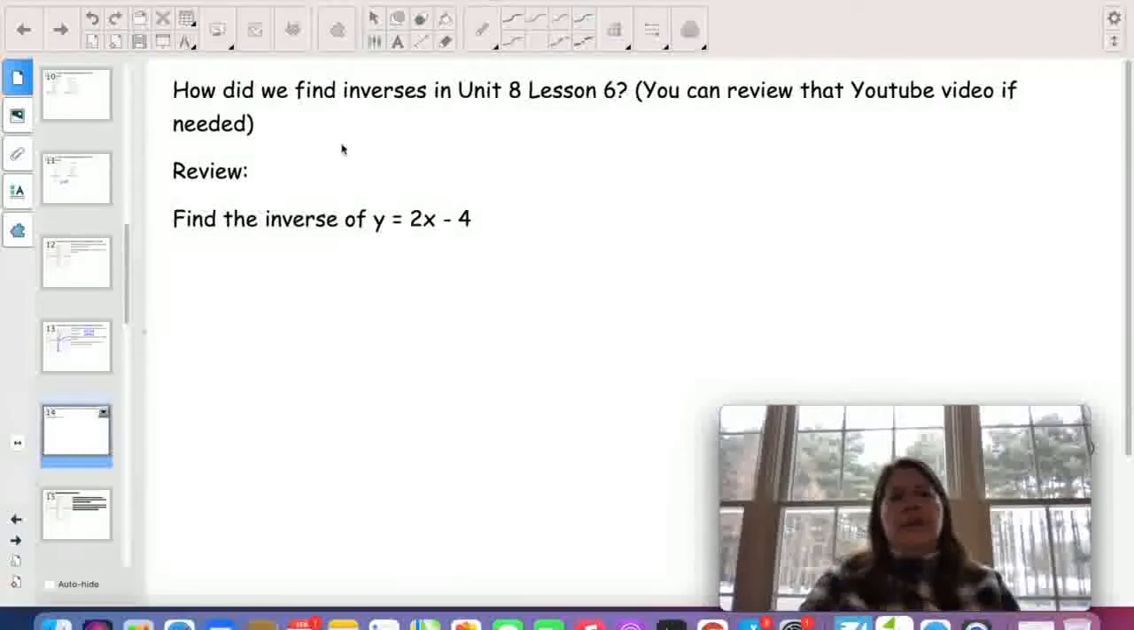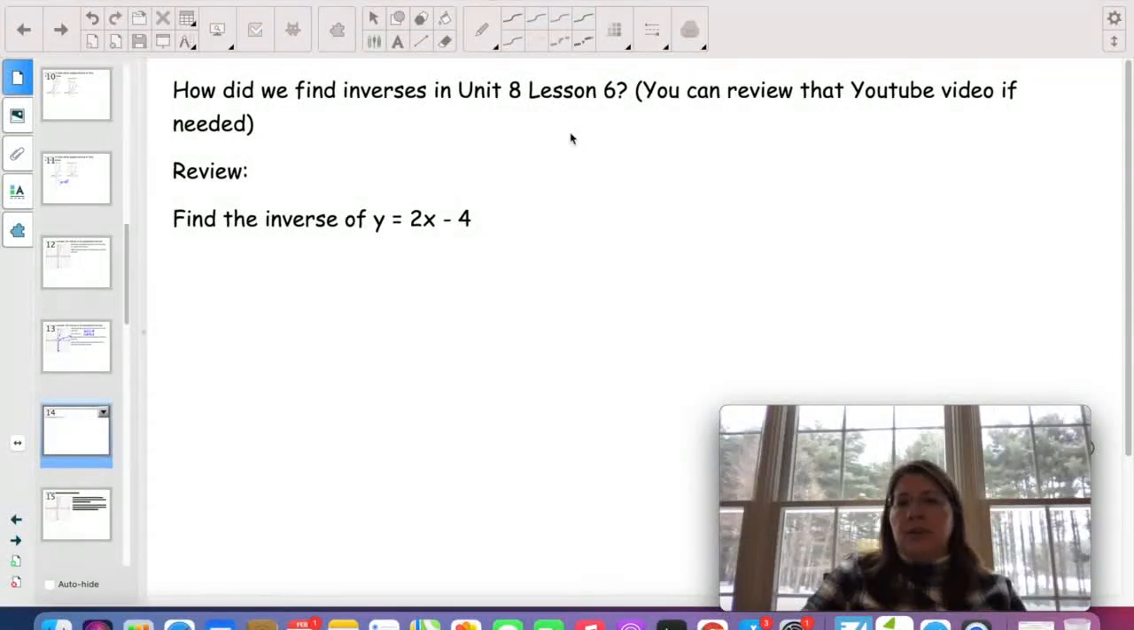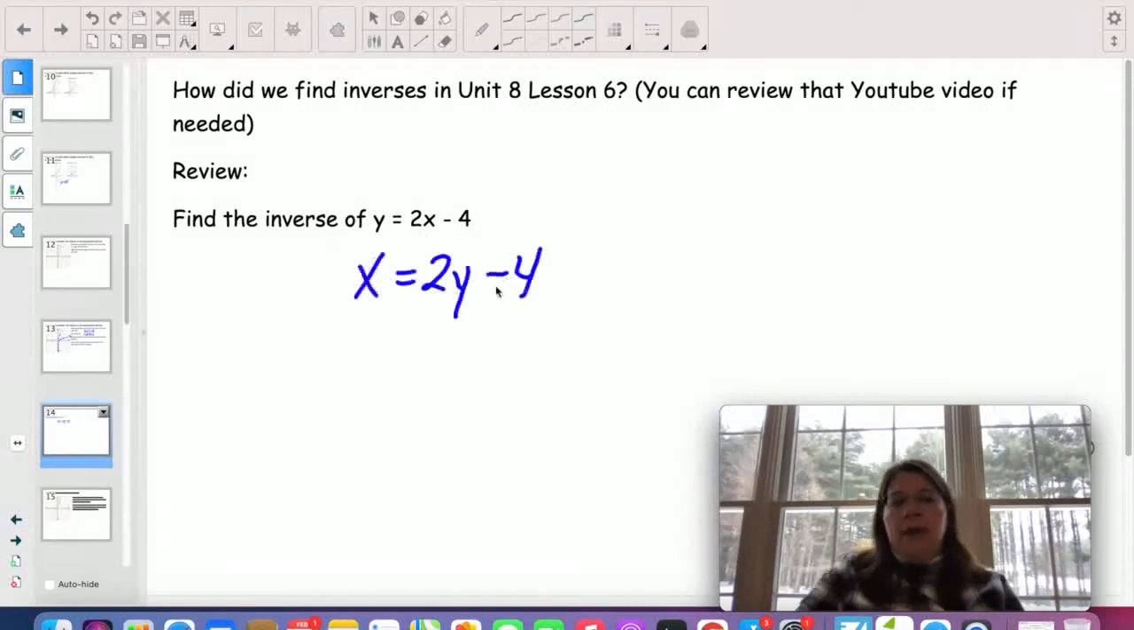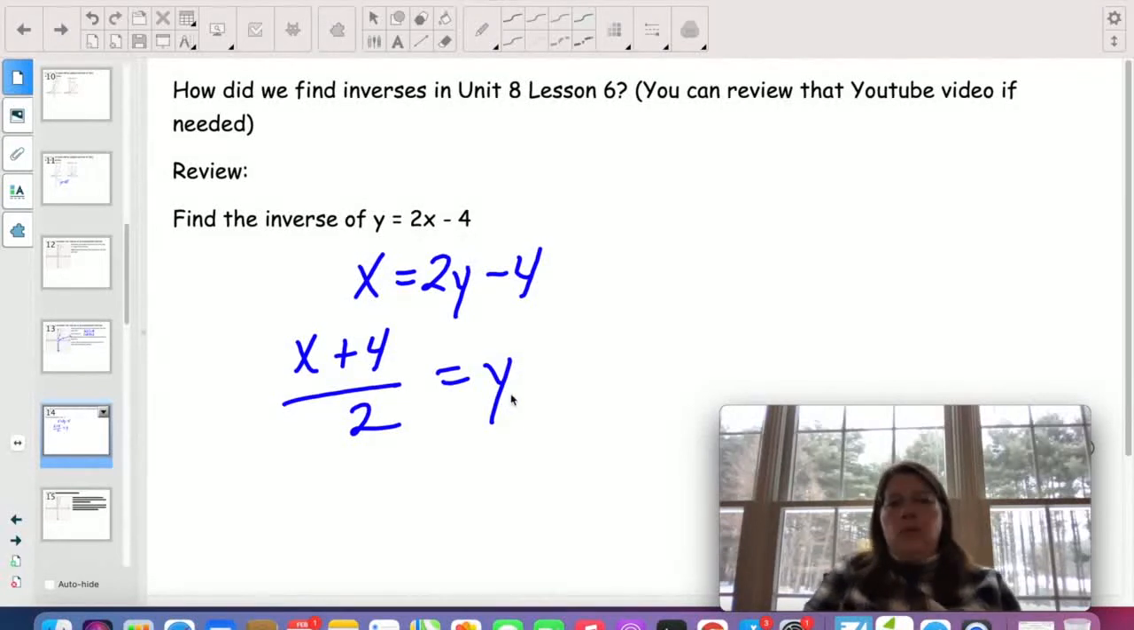So in order to study this a little bit more, we need to think back to when we found inverses in Unit 8, Lesson 6. We learned how to find inverses, and we learned that if we want to find the inverse of y equals 2x minus 4, we can switch the x and y, and then solve for y. So y equals (x plus 4) over 2 is considered the inverse of y equals 2x minus 4.